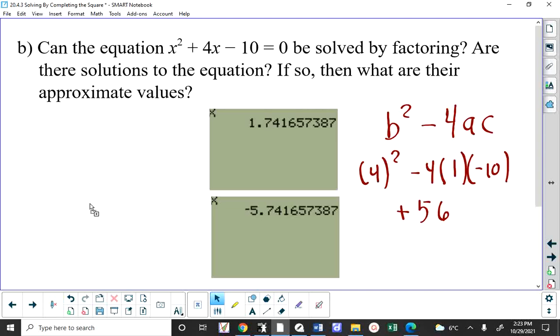And again, I just want to highlight the point that because it's not factorable, these numbers are irrational. These decimals go on forever and never repeat. You cannot express it as a fraction. By the way, you don't need to write down 1.74, 1657, 387. You can write 1.74.